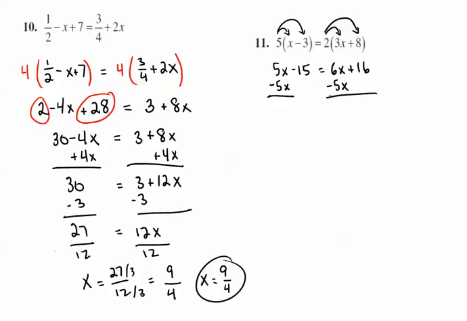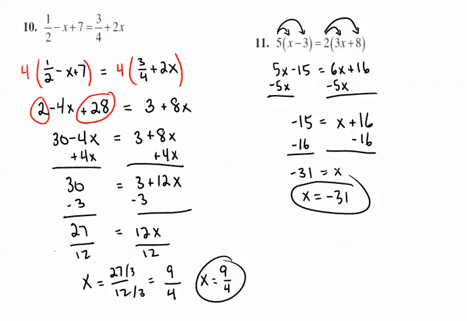We'll add the opposite to both sides, and so we end up with negative 15 is equal to x plus 16. We want to get rid of the 16, so we'll add its opposite or subtract 16 from both sides. And negative 15 plus negative 16, or negative 15 minus 16, gives us negative 31. Remember that that is not negative 15 minus negative 16. That's not what it is. And so we end up with x is equal to negative 31. And that gives us our answer for number 11. We'll scroll down here to make some room for 12 and 13.